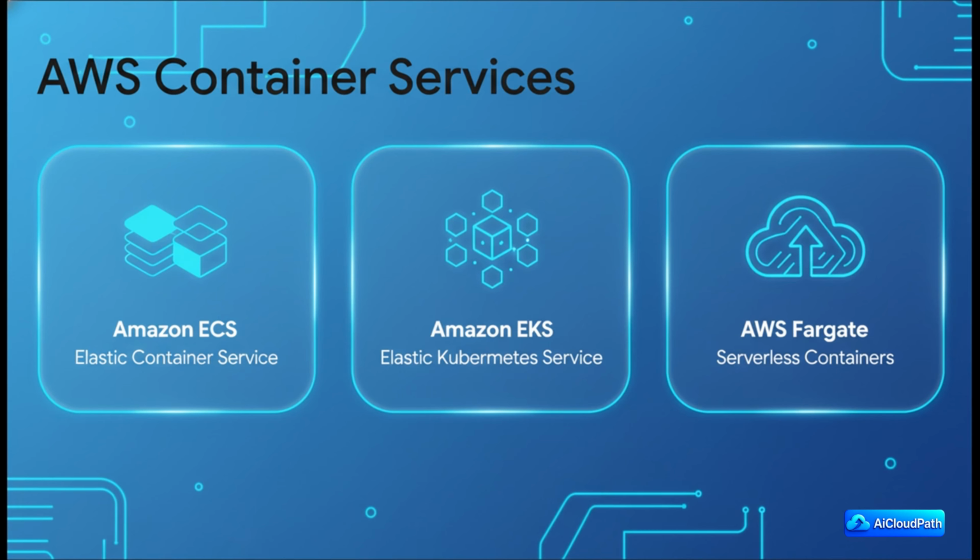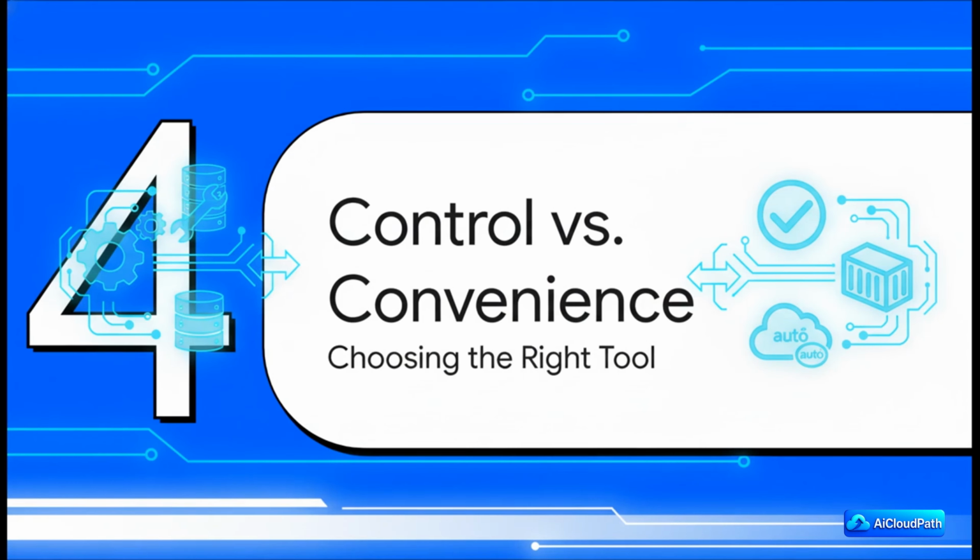Then there's Amazon EKS, the Elastic Kubernetes Service. And finally, AWS Fargate. These are the orchestrators, the tools that handle not just replacing failed containers, but a whole lot more. So the big question is, which one should you pick? And really, it all boils down to one central trade-off: control versus convenience. How much do you want to manage yourself versus how much do you just want to hand off to AWS? It's all about picking the right tool for your specific job.